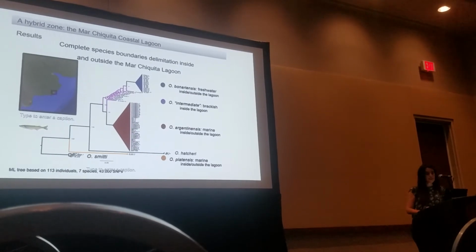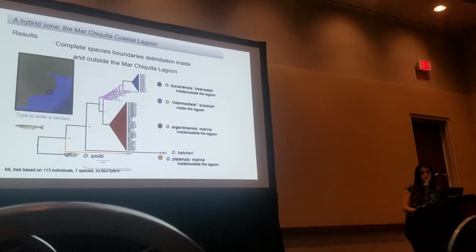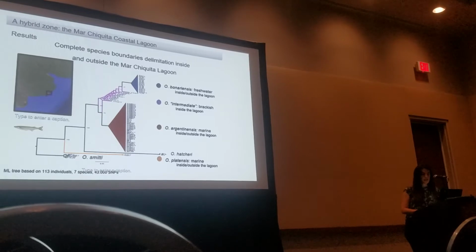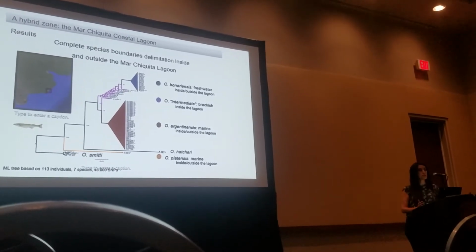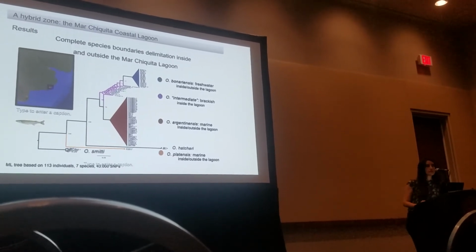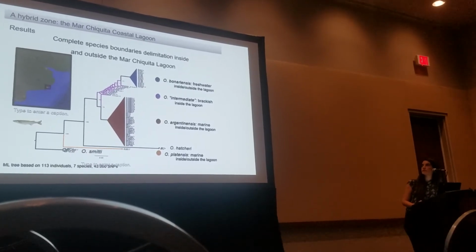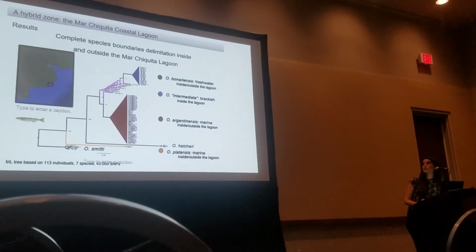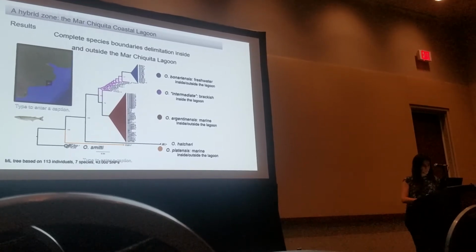The first result that we found is a complete species boundary delimitation in all of the species analyzed. Individuals inside or outside the lagoon of the same species are grouped. We can note here that Odontesthes platensis is a more distant species, and that bonaerensis and argentinensis are sister species. We can also see the intermediate individuals between these latter species.